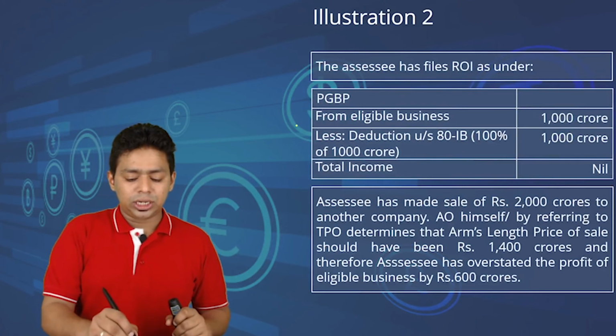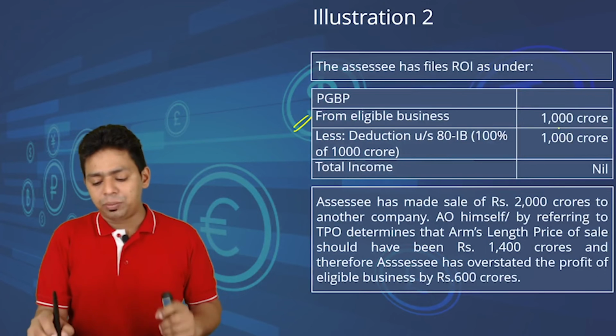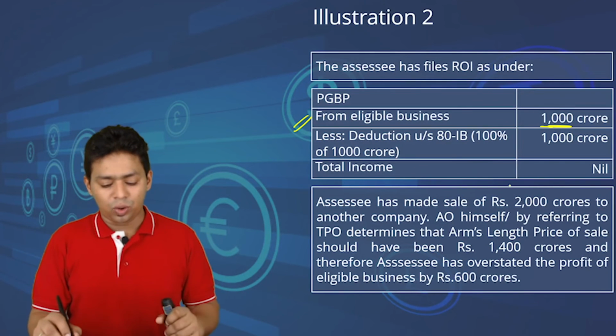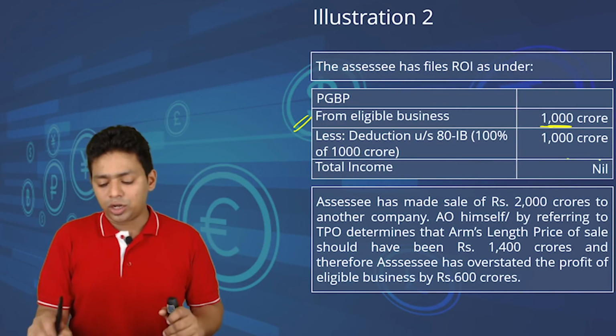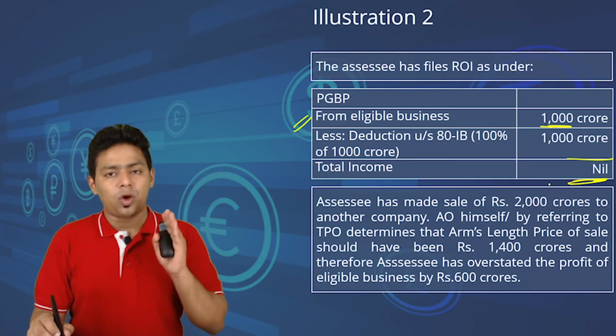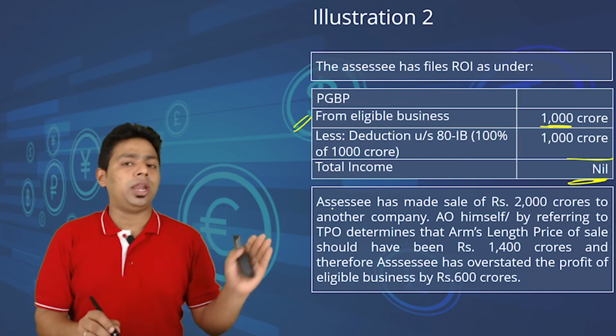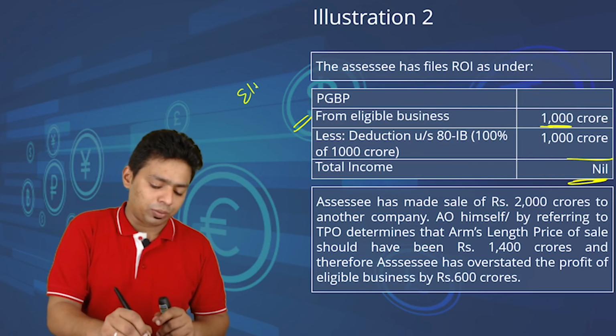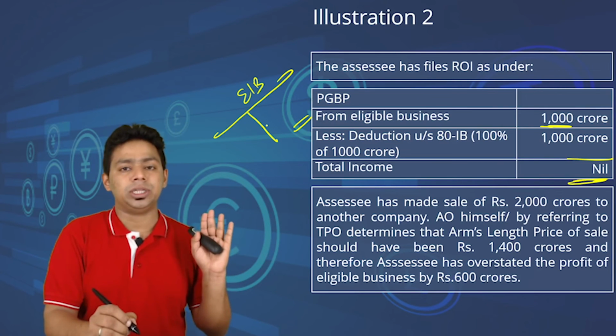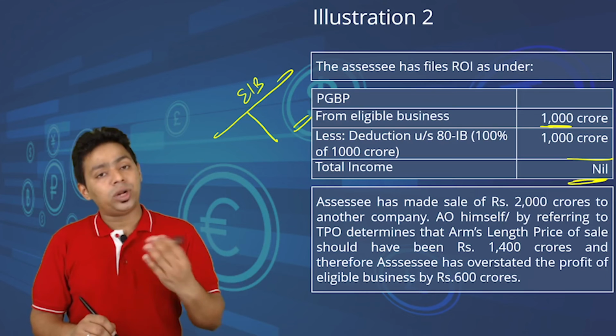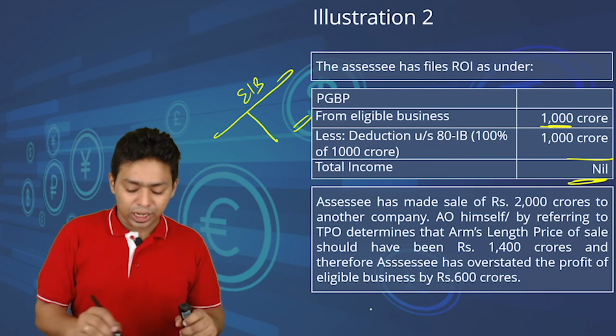Very simple. Sir, here one more example. From eligible business, the assessee is earning 1000 crore. The deduction is 1000 crore and the total income is nil. What is the important observation here? Here we don't have non-eligible business. Here we only have eligible business. Only one business, eligible business. Sir, but can it be overstated? Yes, definitely it can be overstated.